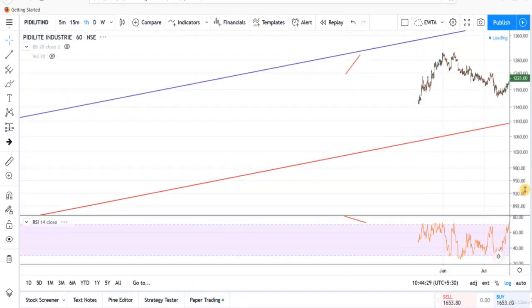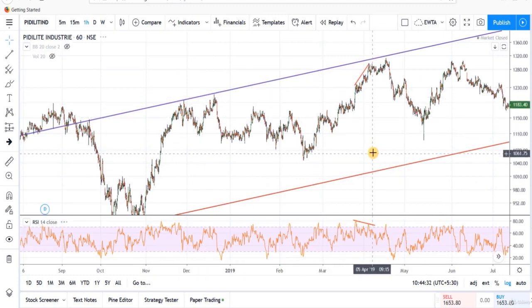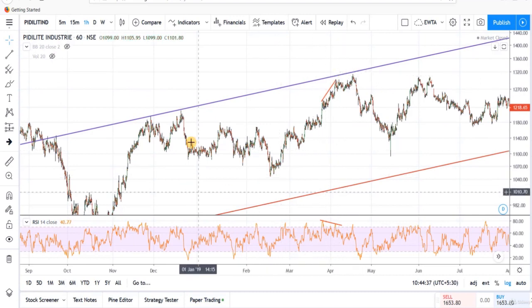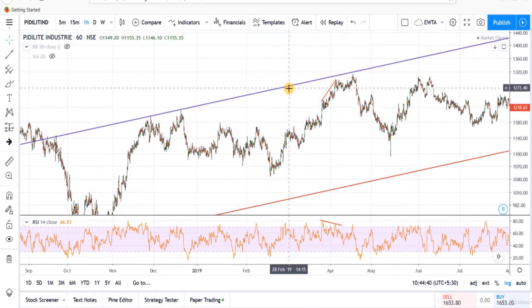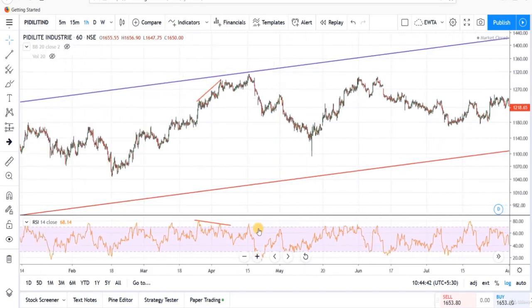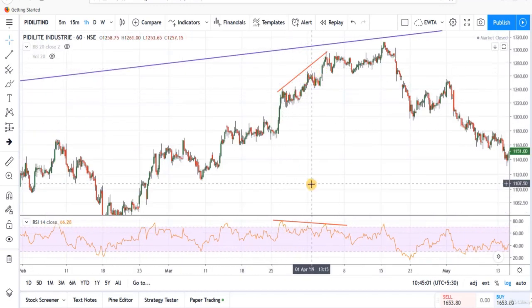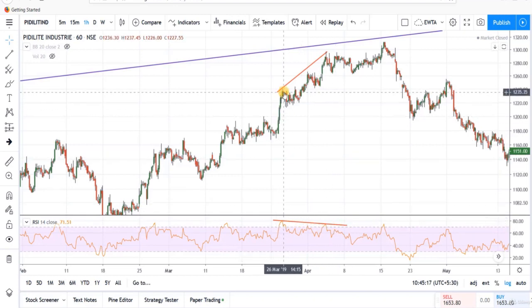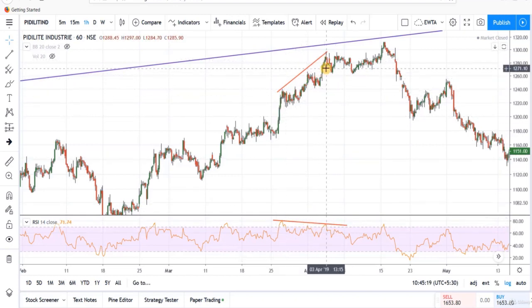Here you can see prices are moving in this channel and are very near to the upper level of this channel. This is the resistance level, and near it you can see prices are making higher highs. But if we see the peaks of RSI, they are going in a downward direction. This peak and this peak are going downward. If we join these peaks, the line is going downward. But if we join the peaks in the price chart, the line is going upward.